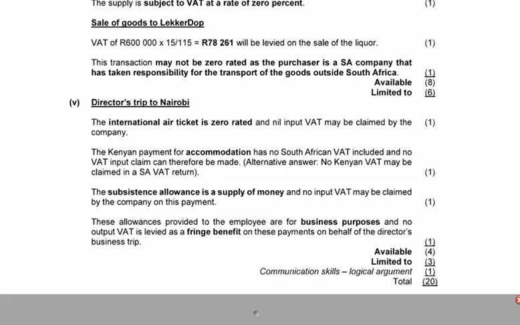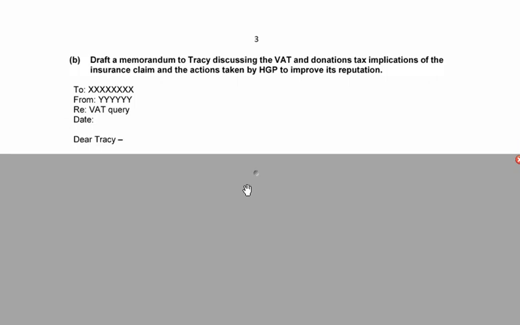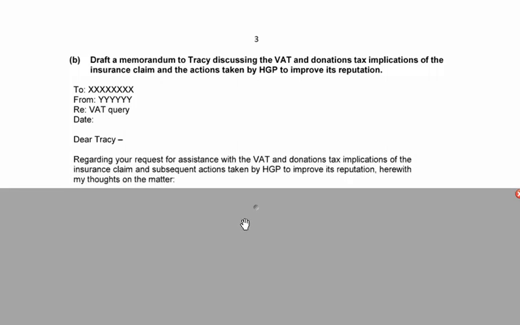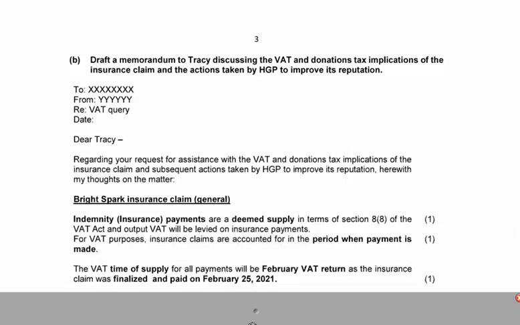So starting off the solution, I would automatically put that in. They've asked for a memo, so please do it: To, From, Re, and a date. If you're not going to do that, you're not going to get the marks. Guys, Dear Tracy, and there's your general note on insurance. Indemnity payments are a deemed supply in terms of section 8.8 of the Act. An output VAT will be levied on the payments. For VAT purposes, they're accounted for in the period in which the payment is made. As all the payments are made in February, this will be put into your February VAT return itself.